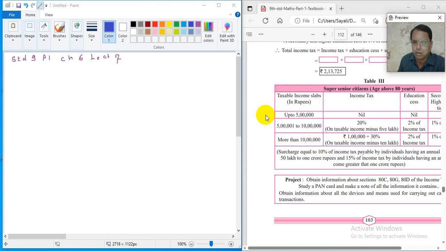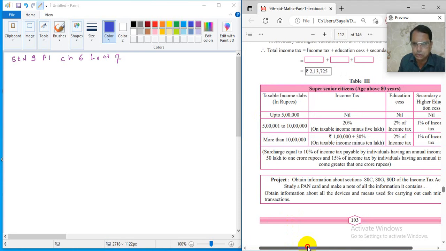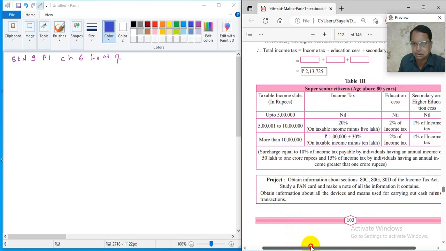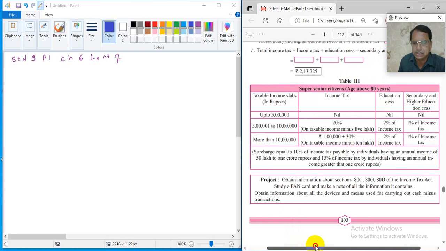And now we will go for the third example, whose age is more than 80. These persons are called super senior citizens. So when age is less than 60, he or she is a citizen. But when that age crosses 60, it becomes senior citizen. And when age crosses 80, it is super senior citizen, age above 80 years.